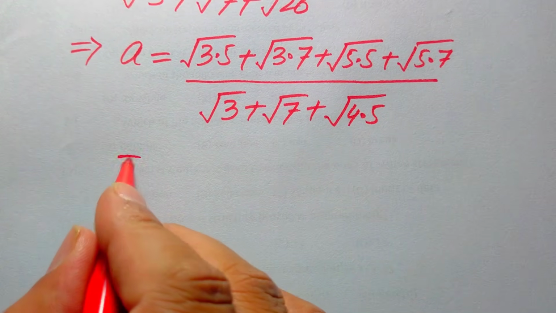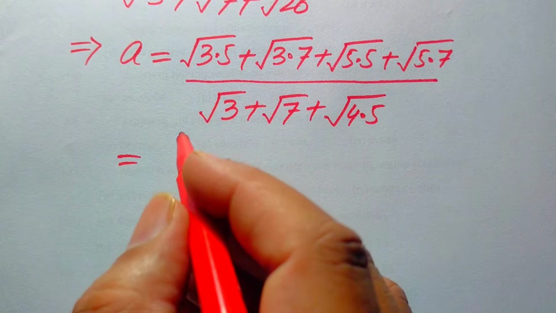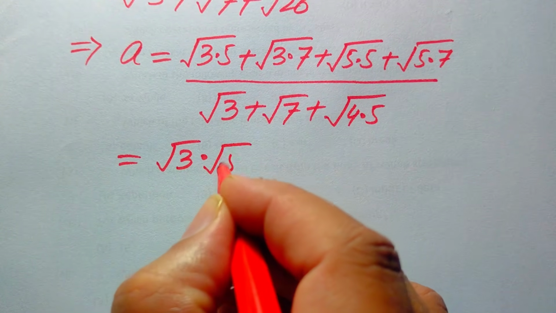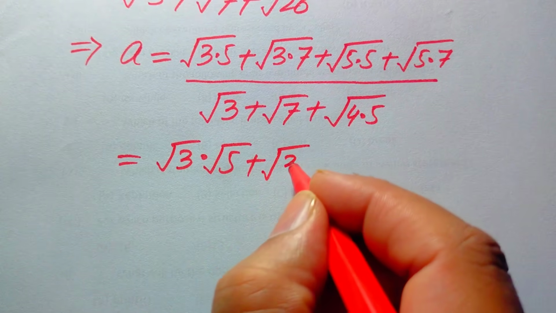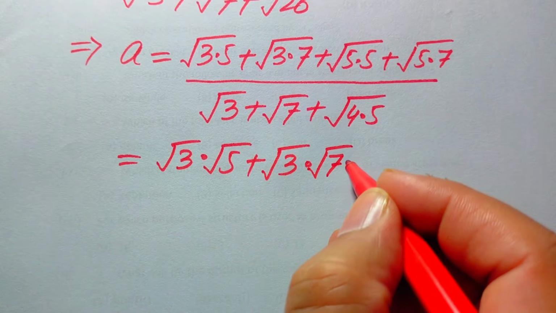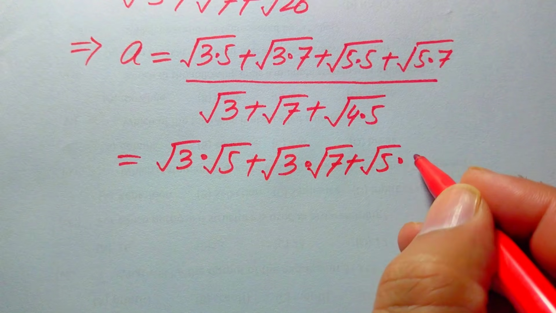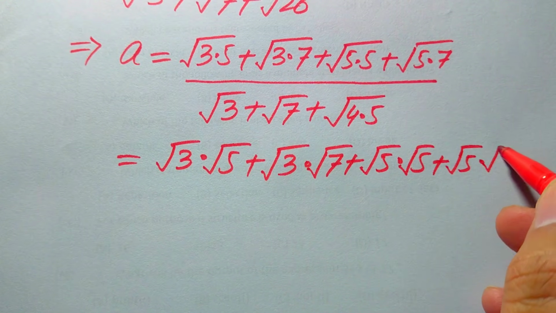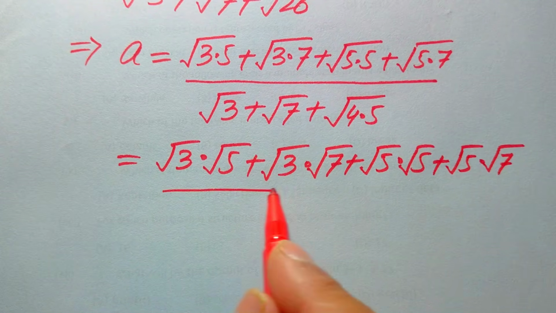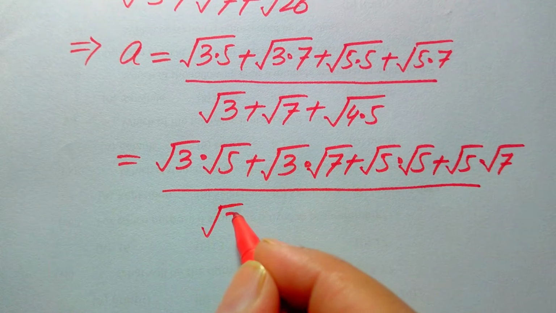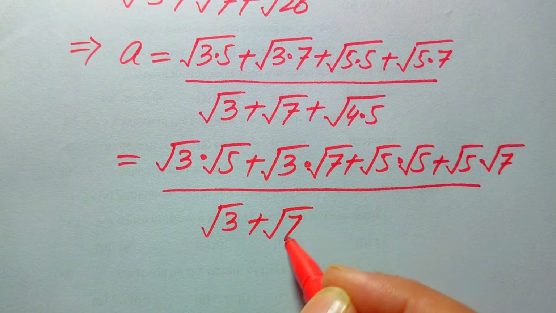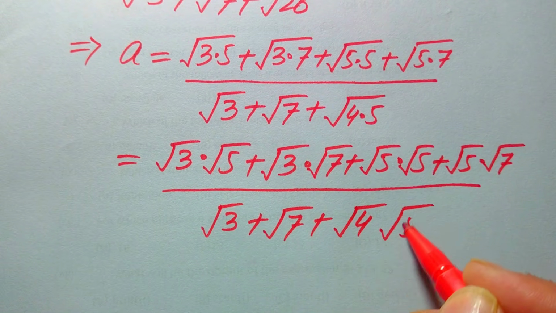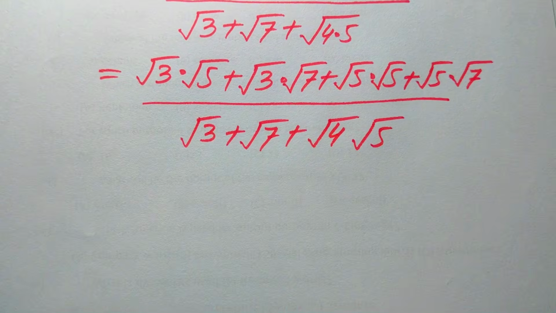And further in the next step, we apply the square root on each of these values separately in both of these terms, and it will become square root of 3 multiplied by square root of 5 plus square root of 3 multiplied by square root of 7 plus square root of 5 multiplied by square root of 5 plus square root of 5 multiplied by square root of 7, and it is divided by square root of 3 plus square root of 7 plus square root of 4 times square root of 5.